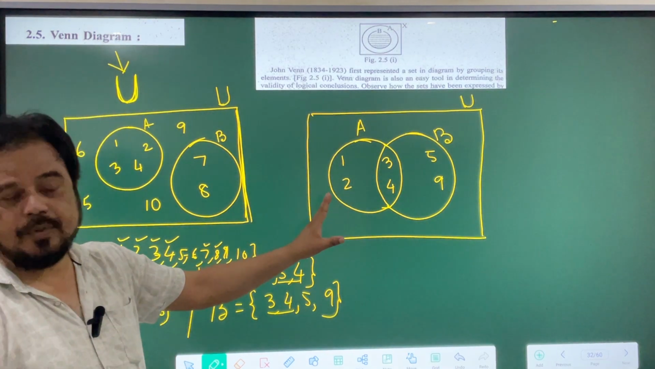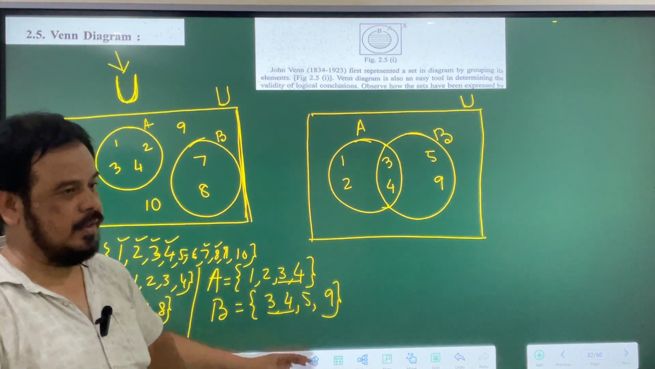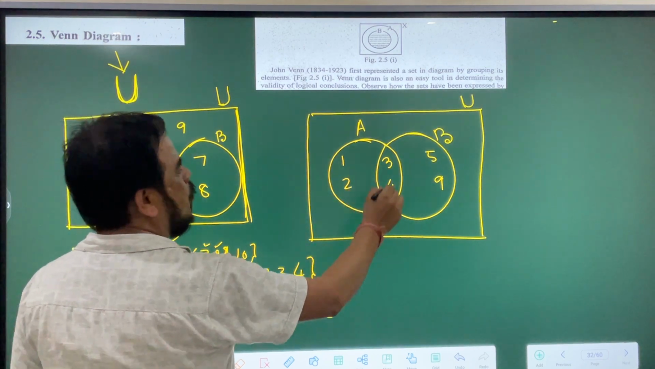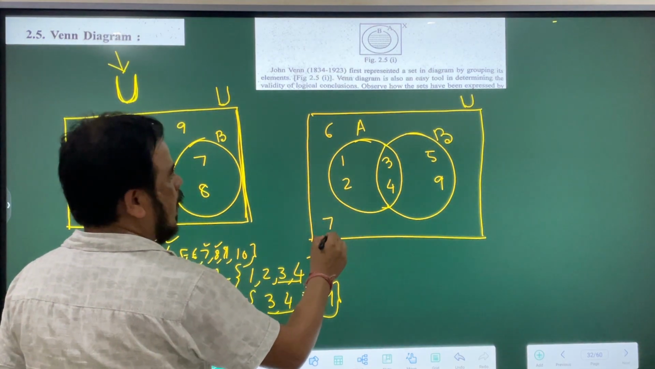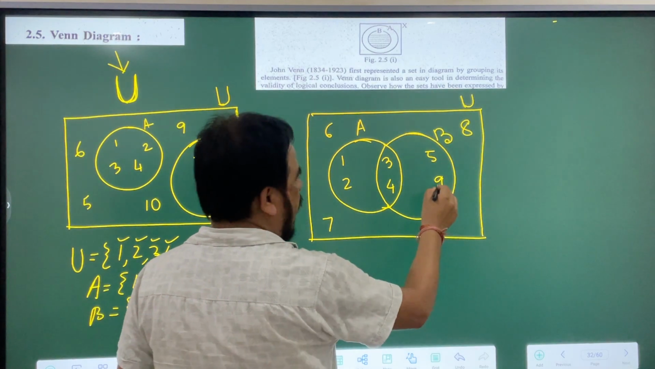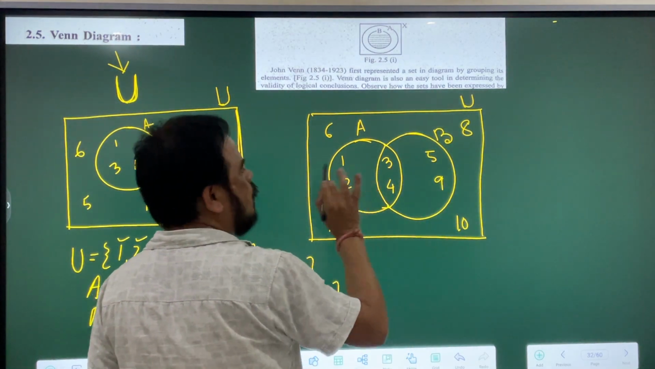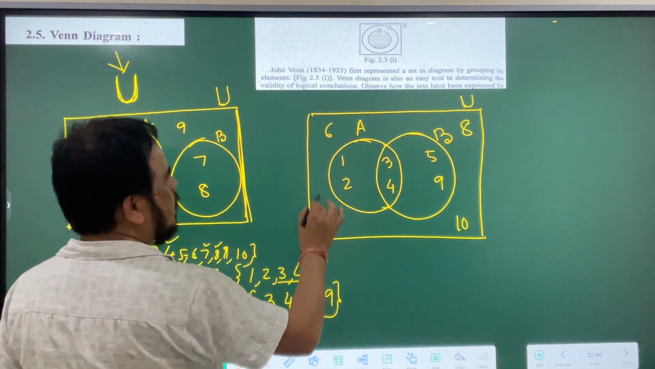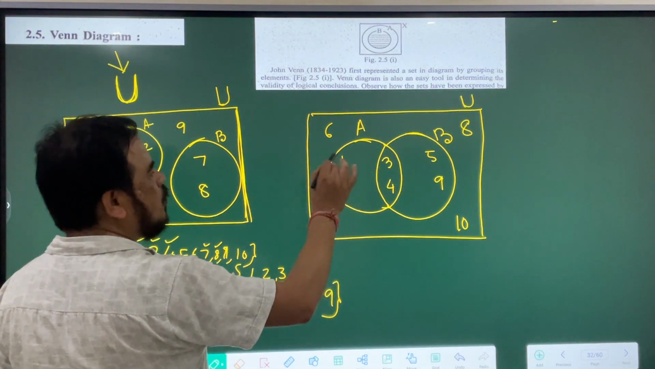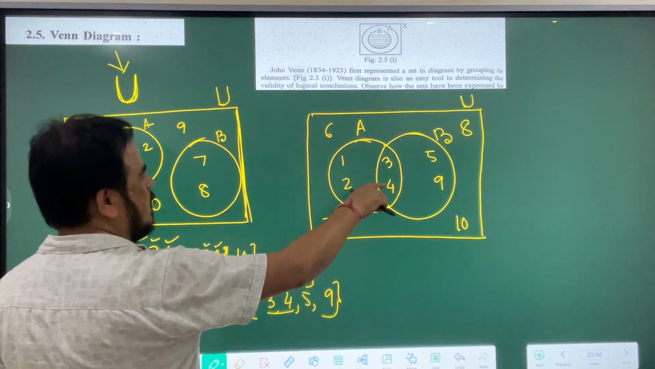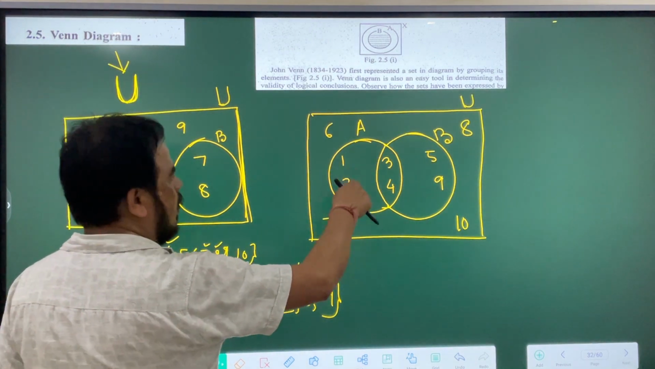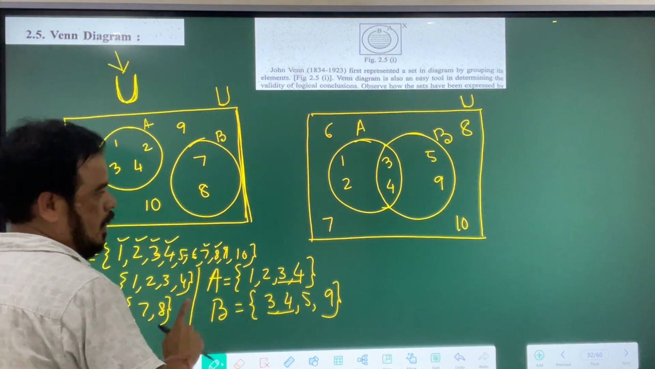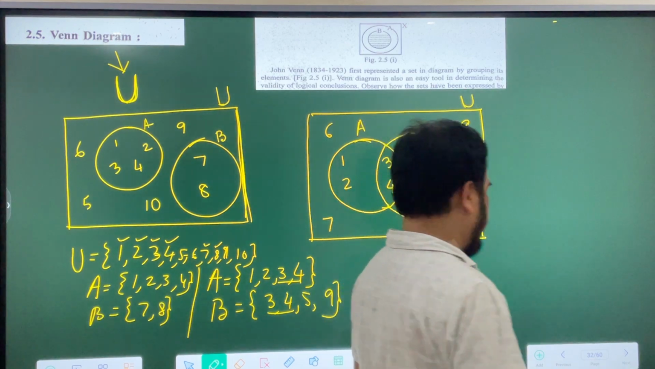Still the work is not finished. The Venn diagram is not completed because this is U: 1, 2, 3, 4, 5, 6, 7, 8, 9, 10. Now this Venn diagram is completed. This 6, 7, 8 and 10, we will not write those 4 elements inside the circle A nor inside the circle B because they are not the elements of set A and B. I hope you understand the Venn diagram clearly.